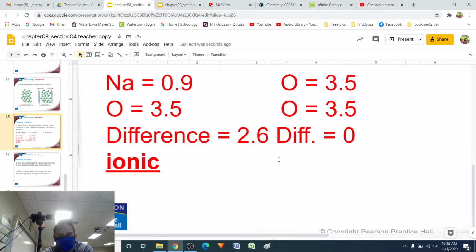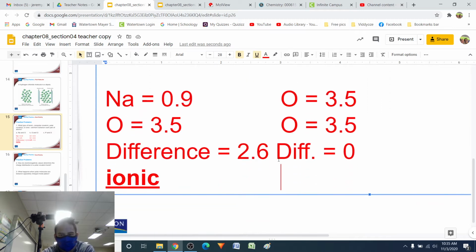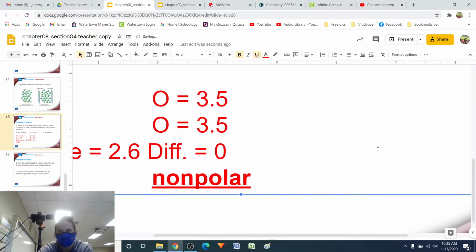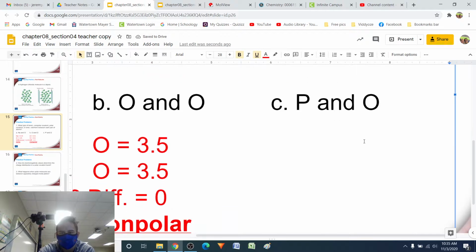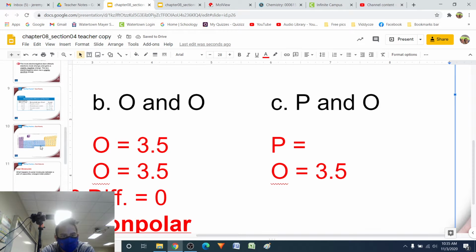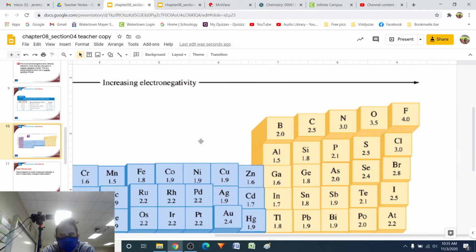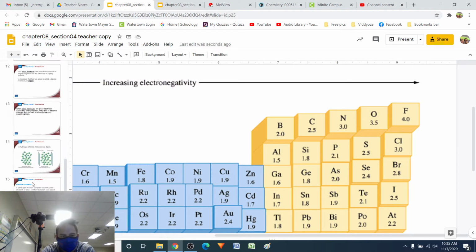Okay, so oxygen and oxygen will be nonpolar covalent. So we'll just say nonpolar. All right. And the last one here is phosphorus and oxygen. Let's go look at our values. I don't know what phosphorus is off the top of my head. I do know that oxygen is 3.5 because we had that one in the previous examples. So let's take a look at phosphorus and see what that value is. All right, so phosphorus is over here. It looks like it has a value of 2.1. So our phosphorus value is going to be 2.1.